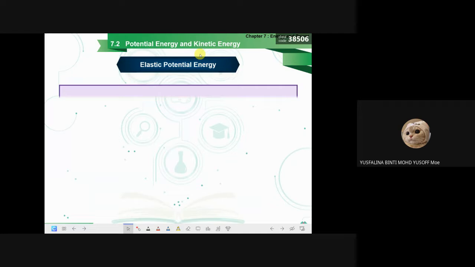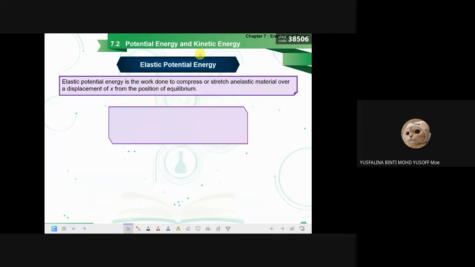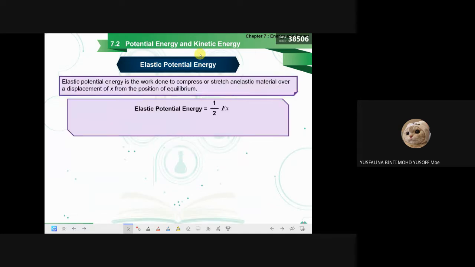Elastic potential energy, this one also we already discussed. The formula is half Fx. F is the stretching or compression force. Just now I said I stretch the spring, so how much force I give to the spring to stretch it, that is the F. x is the displacement. Let's say I have a spring with no load, and the original length is 10 cm.